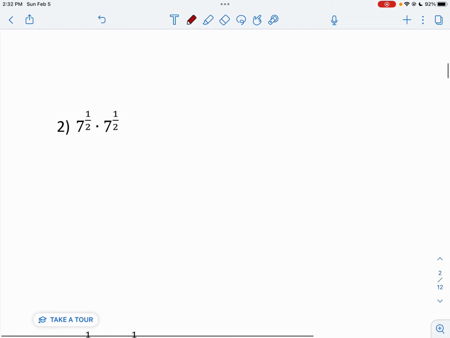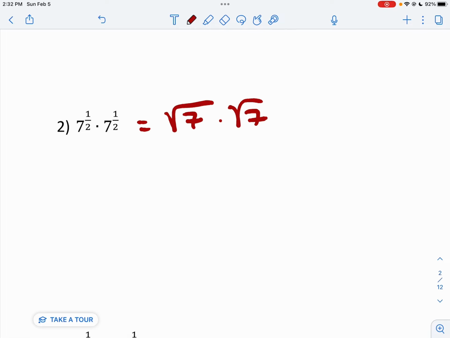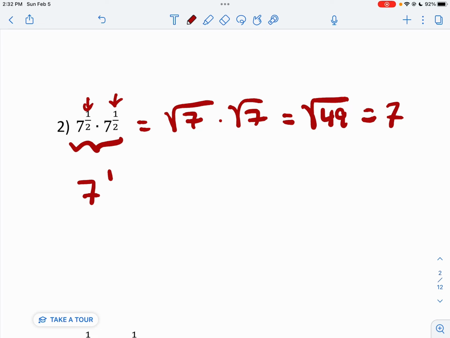All right, 7 to the 1/2 times 7 to the 1/2. Well, that's really the same thing as the square root of 7 times the square root of 7. And when you multiply something by itself, the same kind of radical, you could multiply what's inside, and you're just going to get the square root of 49, which is equal to 7. In other words, they will cancel each other out. You could also have used the rules of exponents here. Since the base is the same, I can add their exponents. 1/2 plus 1/2 is 1. So this is just 7 to the 1, which is 7.